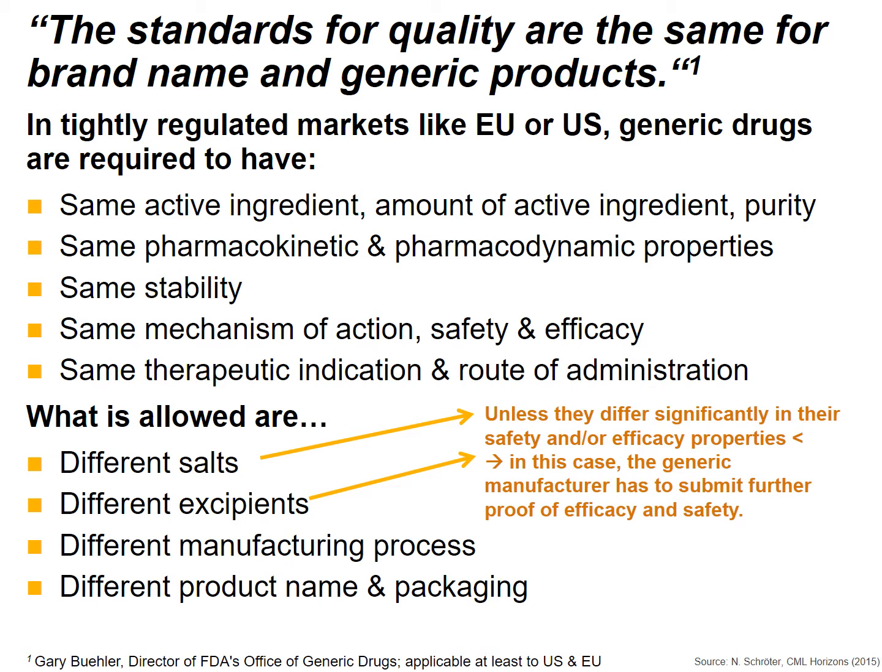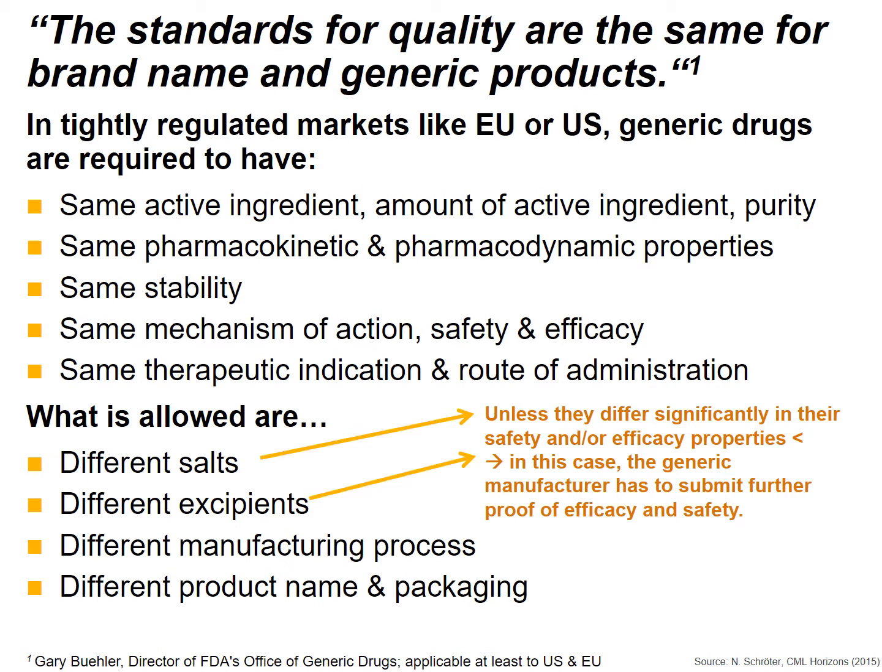In tightly regulated markets like the EU or the USA, generic drugs have very strict requirements to be approved on the market. They need to have the same active ingredient, for example, imatinib. They need to have the same amount of active ingredient, for example, 400 milligrams per pill, and the compound needs to be of the same purity, and lower quality is not allowed. The drug needs to have the same pharmacokinetic and pharmacodynamic properties. So they need to be picked up by the body and distributed in the body in the same way as the original product. Then it needs to have the same stability.